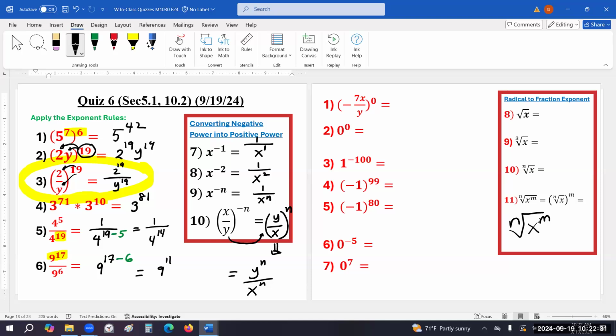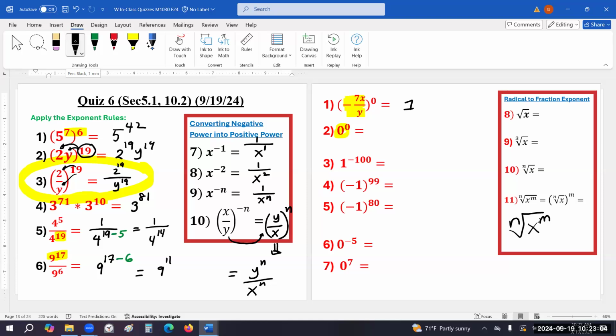Jamil, the next one. Negative 7x over y to the power 0. Remember the rule says anything to the power 0 is 1 except 0 to the 0. So anything is negative 7x over y. We don't care what we have in the base. As long as we don't have 0 on the base, the result is always 1.